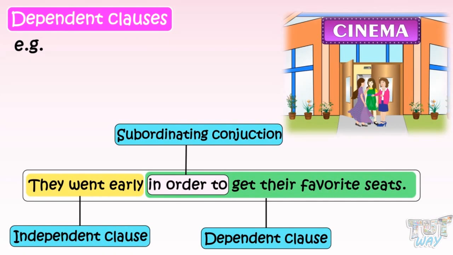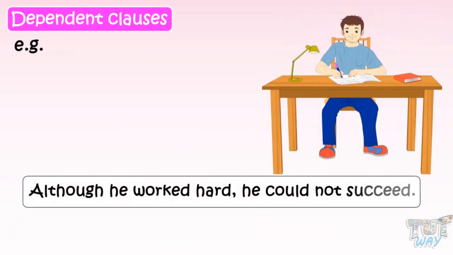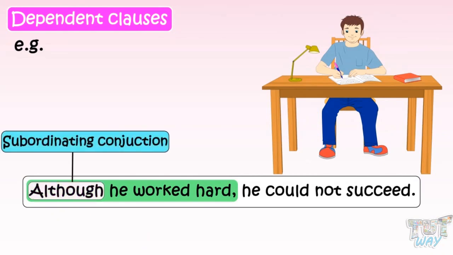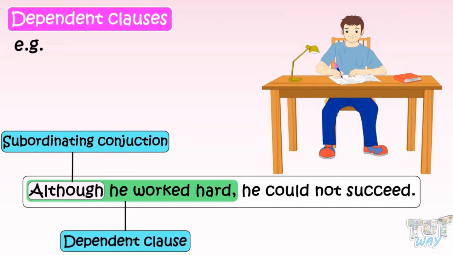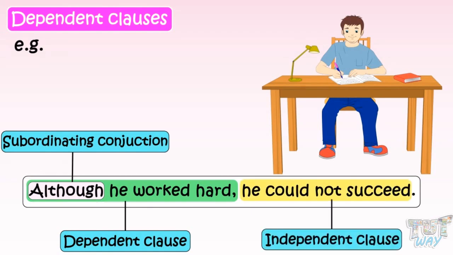Here we have more examples. Although he worked hard, he could not succeed. Here, the clause, although he worked hard, is starting with a subordinating conjunction, although. So, it is a dependent clause. And the other clause, he could not succeed, is an independent clause.